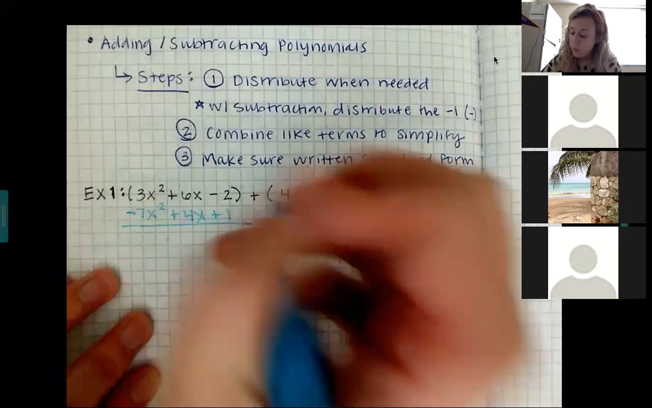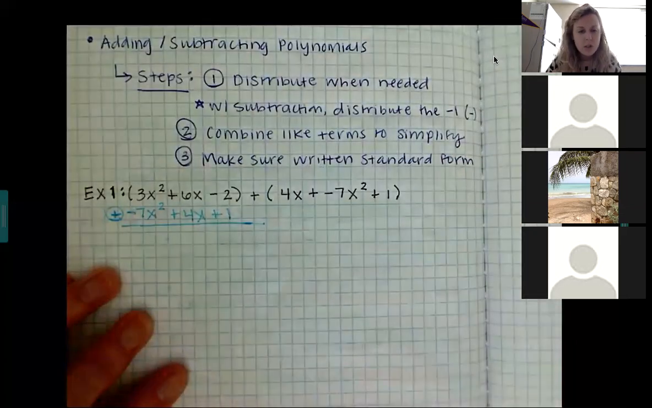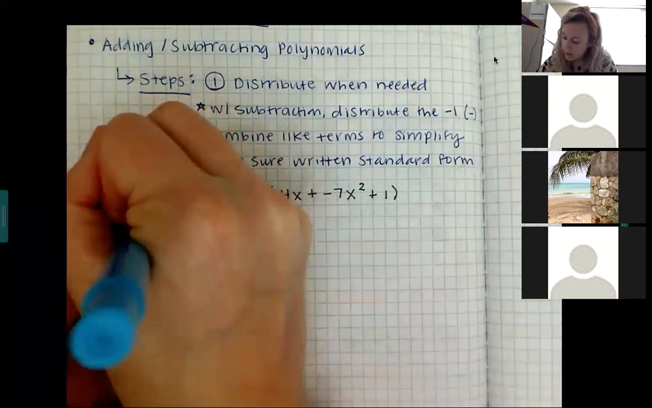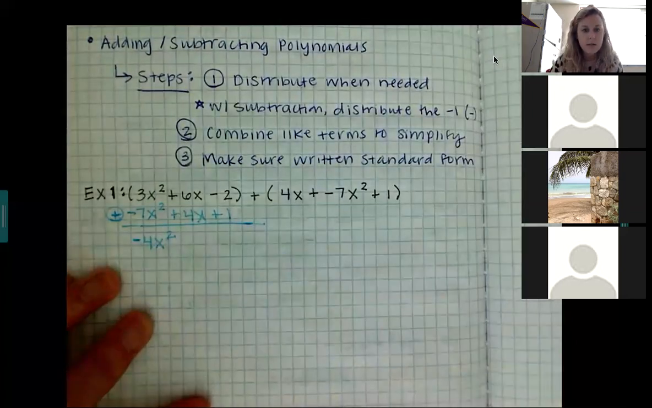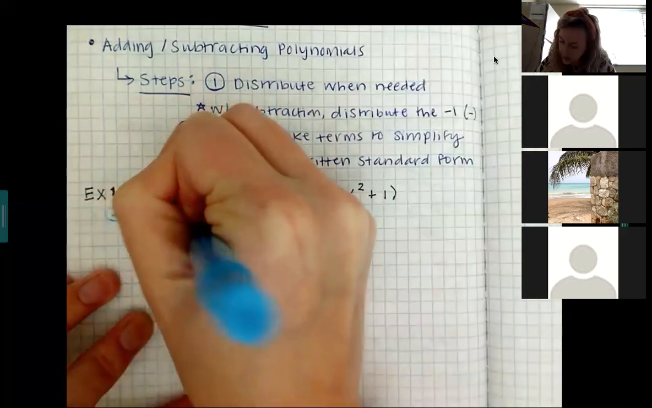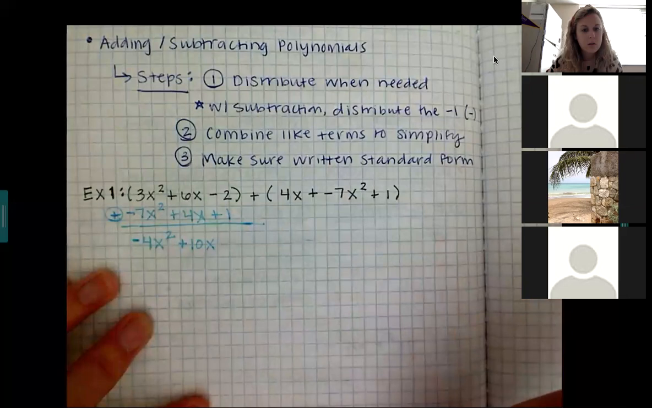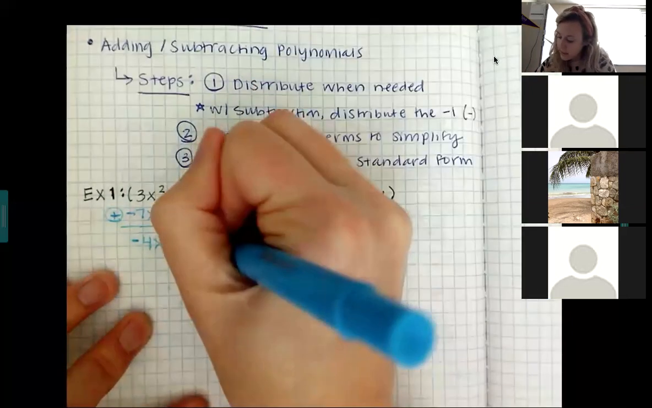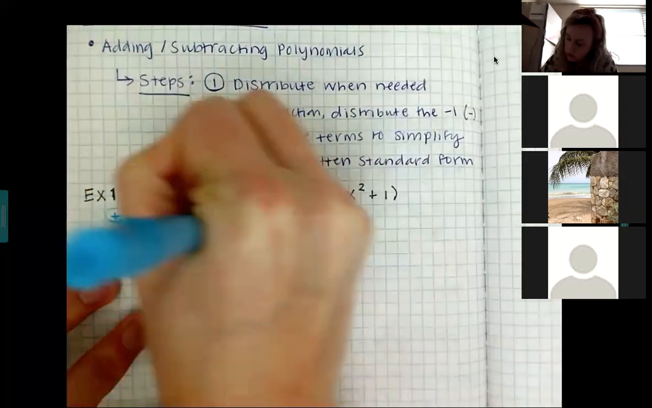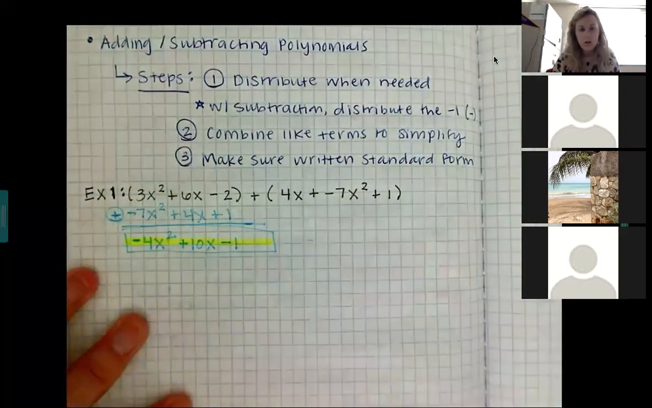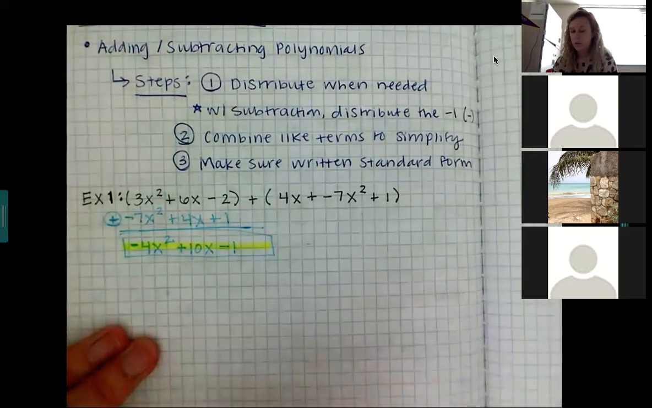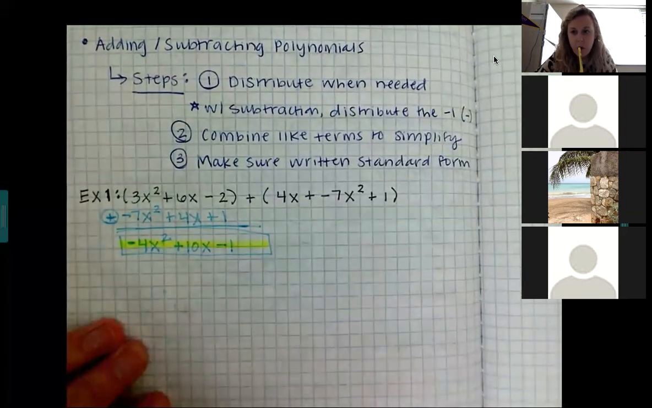So 3x squared, remember we're adding, so I'm gonna put a plus sign out here. What's 3x squared plus negative 7x squared? Negative 4x squared. What's 6x plus 4x? 10x. And then what about negative 2 plus 1? Negative 1. Fantastic. So you could totally do it vertically, just like we just did. And this is the polynomial you should end up with. We've seen this before, right? I hope.